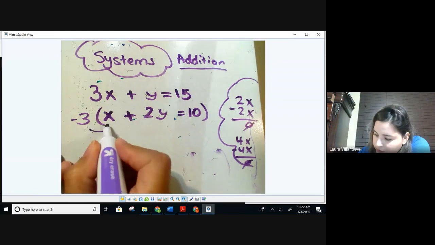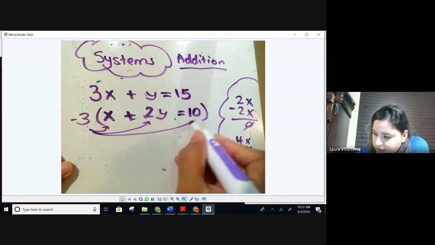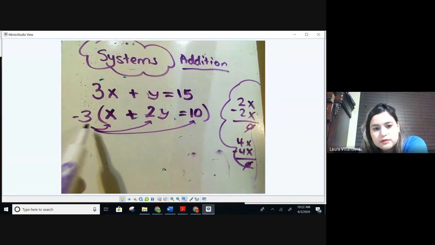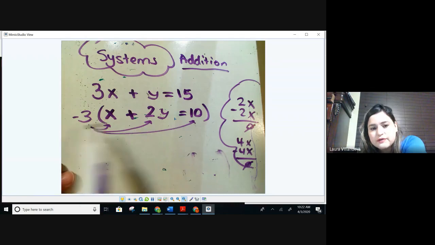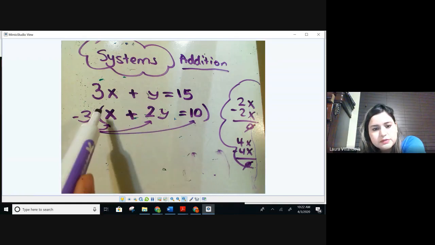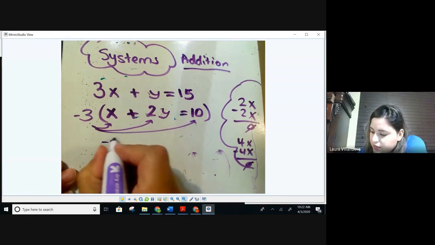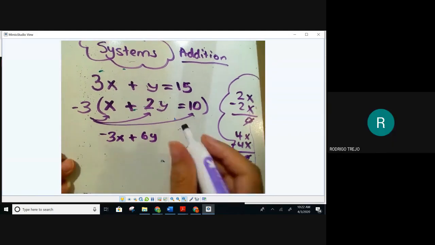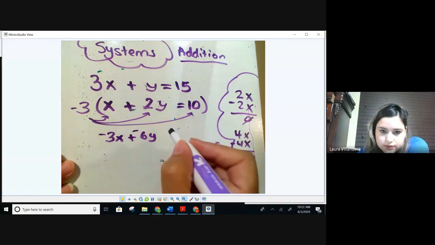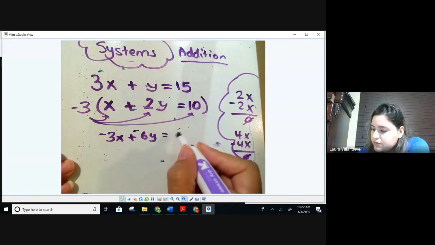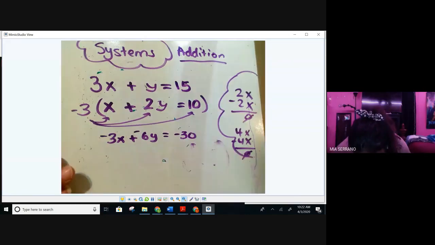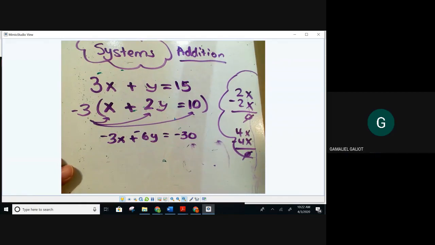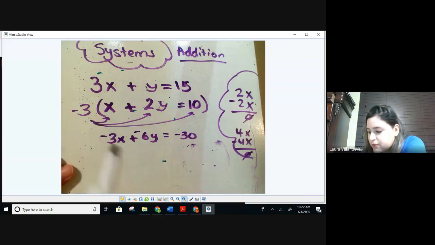Okay, so then I'm going to multiply that negative 3 to everything on the inside. Remember, when you multiply something to one equation, especially if you're trying to use addition method, you have to multiply times all of them, not just times the first one. It would be negative 3X plus 6Y. ¿No es negative 6? Negative 6Y. Yes, thank you. Equals negative 30. You good? Yes.